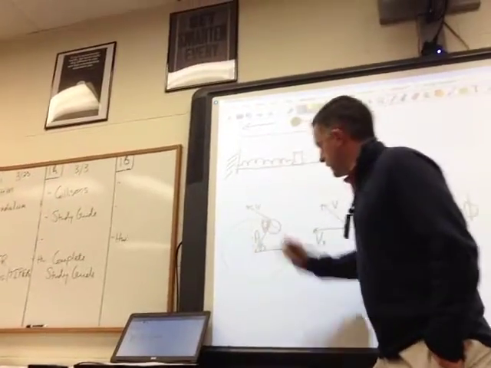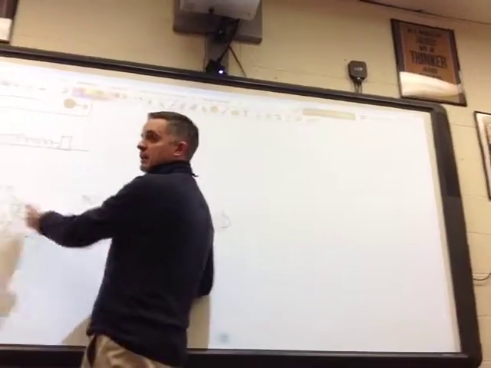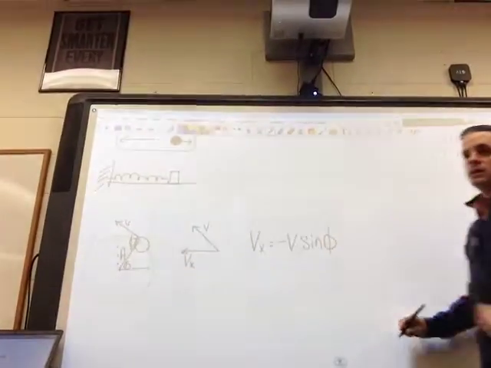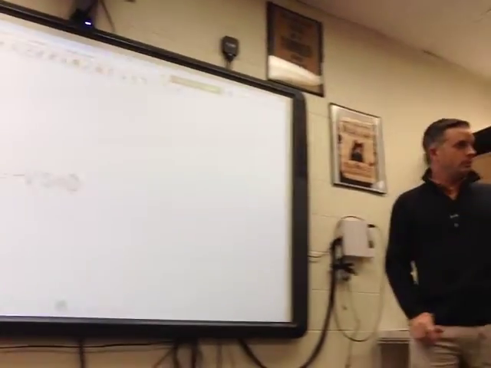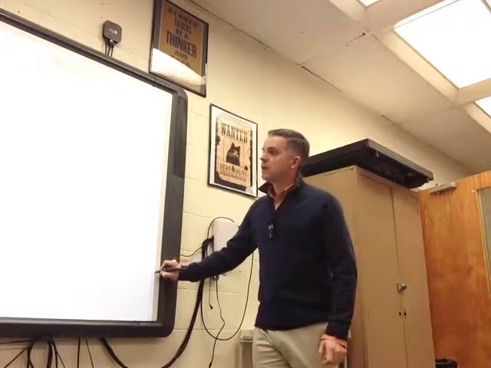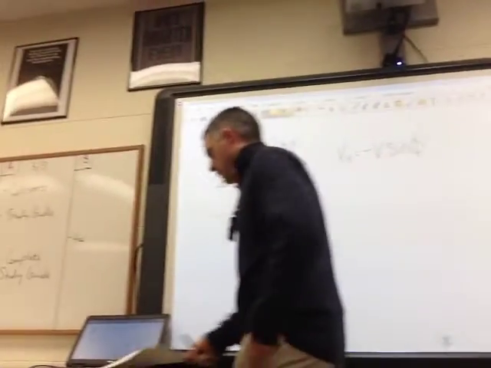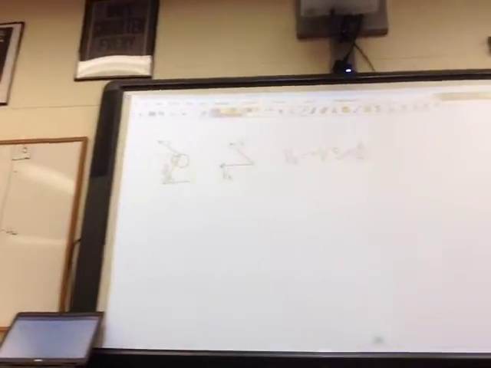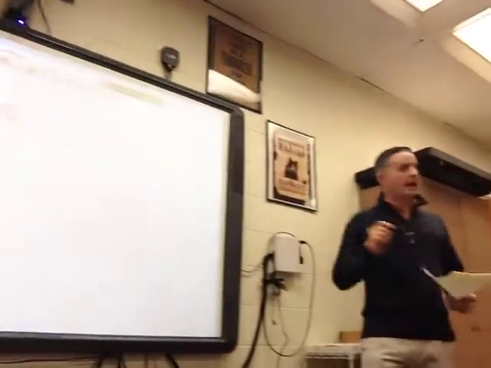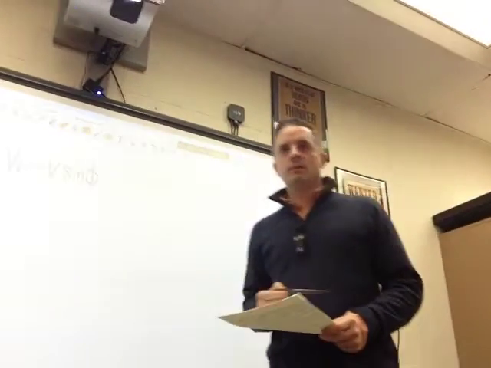So this is phi. Gotcha. So that's why we do the sine of it to get this. Good? We're okay? But I don't want that. I want to know it as a function of time. I want to know it so that I just have to plug in the time, and I'll be able to find out how fast it is going at that moment.